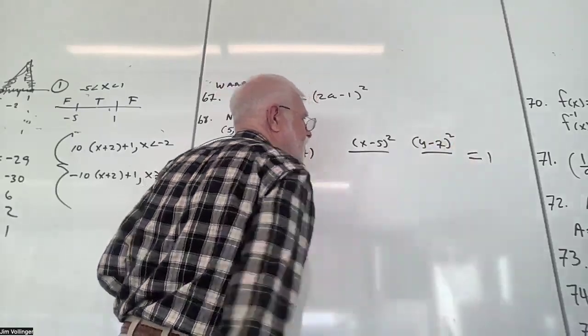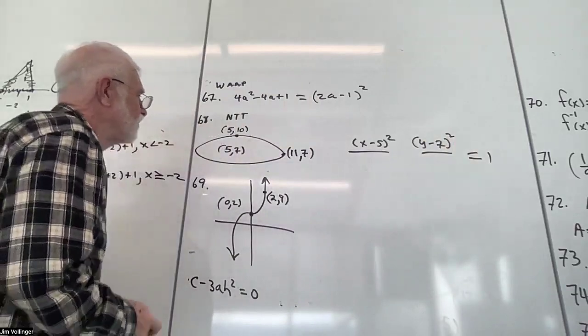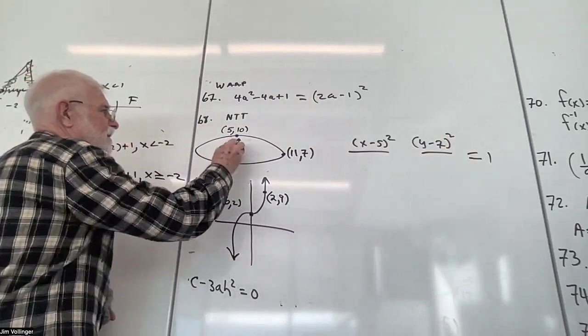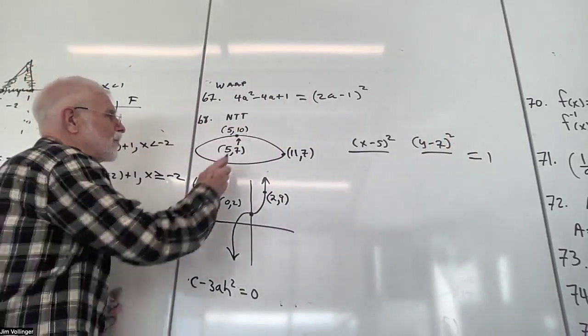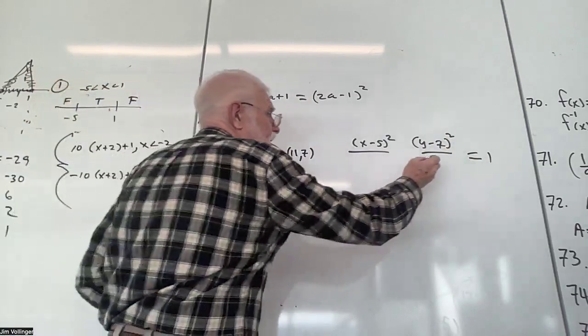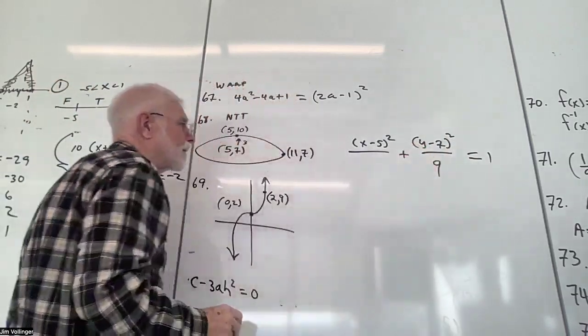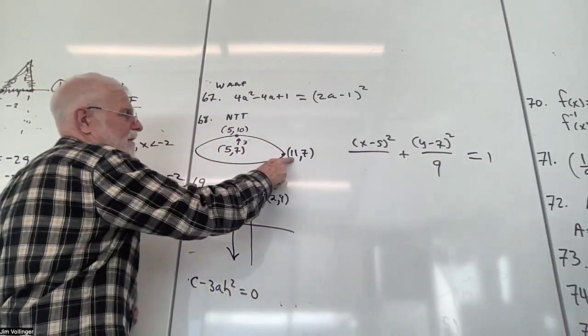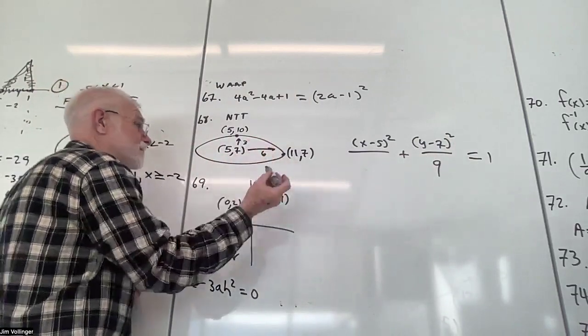And you've seen it enough that maybe you set it to 1. But we have different axes. How do I get from 7 to 10? That's vertical, 3 units of change. So I'm going to write a 9 here. How do I get from 5 to 11? That's 6 units. It's 36.